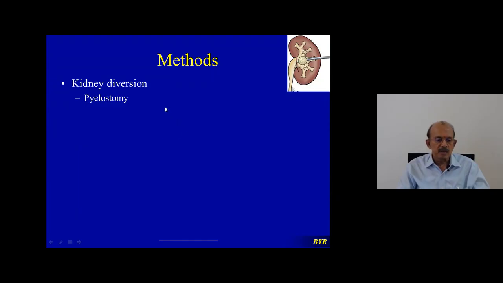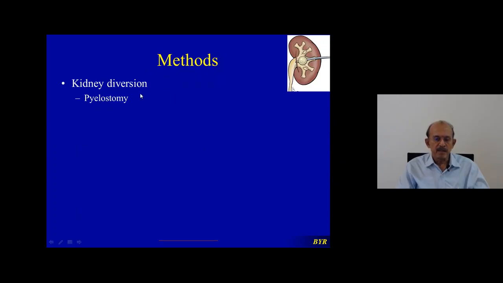The diversion procedures for augmentation cystoplasty and diversion are not the same, because in augmentation cystoplasty you are keeping the normal route, but the bladder is enhanced in its capacity. Urinary diversion means the normal route is being diverted. It will not come through the urethra. The urine will come out through some other route. That is urinary diversion.